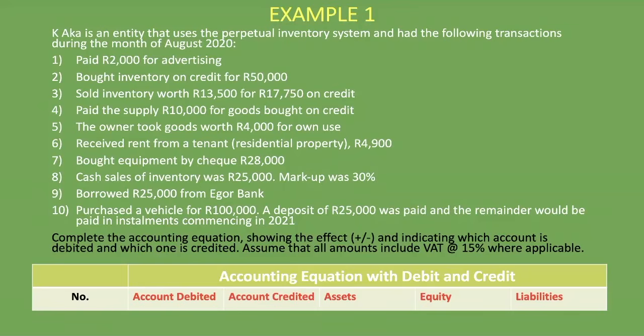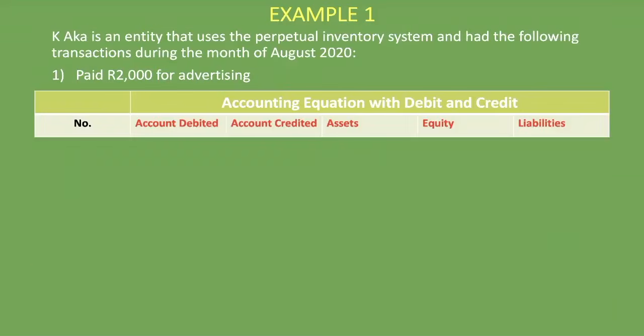So let me remove the other question, and then I'll just display the one we're doing so that we can save some space. So here's the first one. Obviously, we are told here that K Acre is an entity that uses the perpetual inventory system and had the following transactions during the month of August 2020.